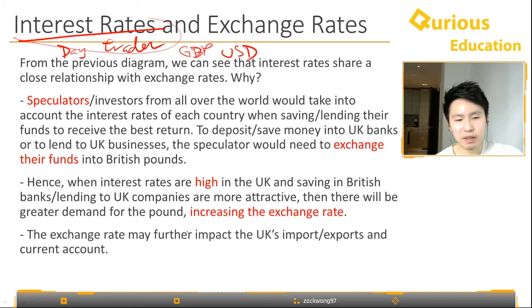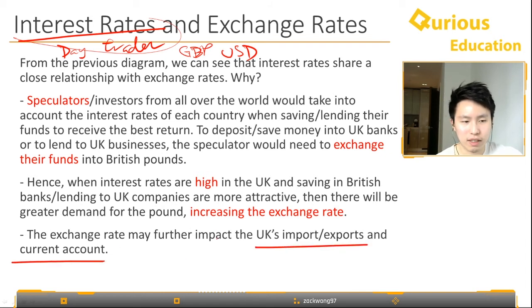And of course, when the value of the currency changes, it's going to affect the level of imports and exports in our country. So if the British pound is becoming very expensive, then as a result, our exports will become more expensive. So if you imagine we've got British tea bags, I'm trying to draw a tea bag, something like that.